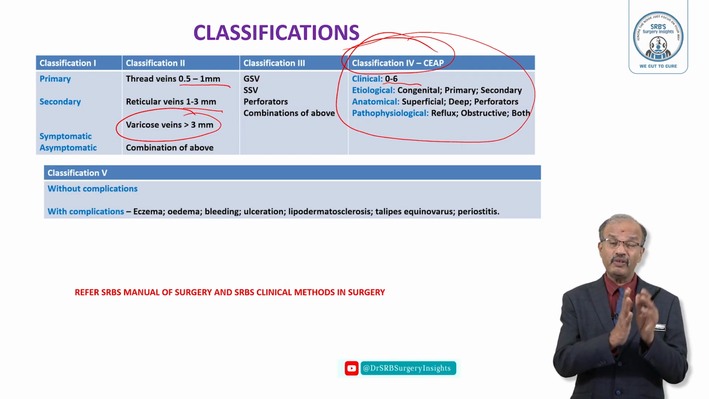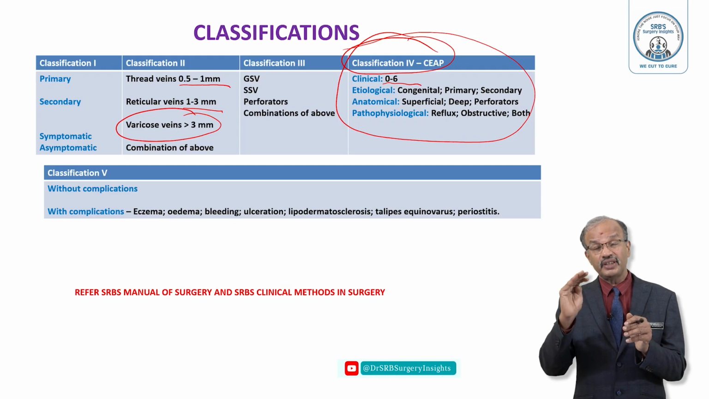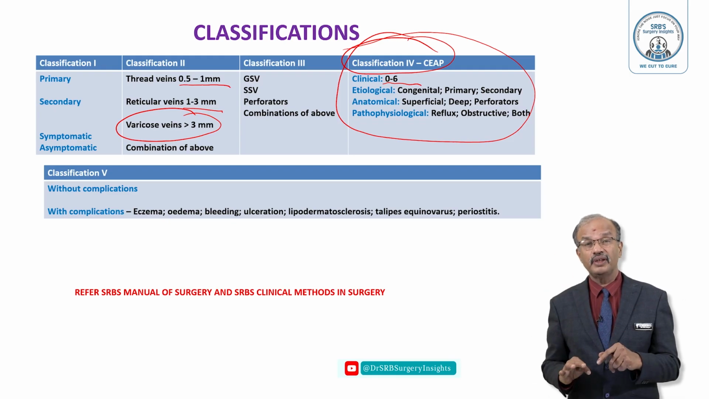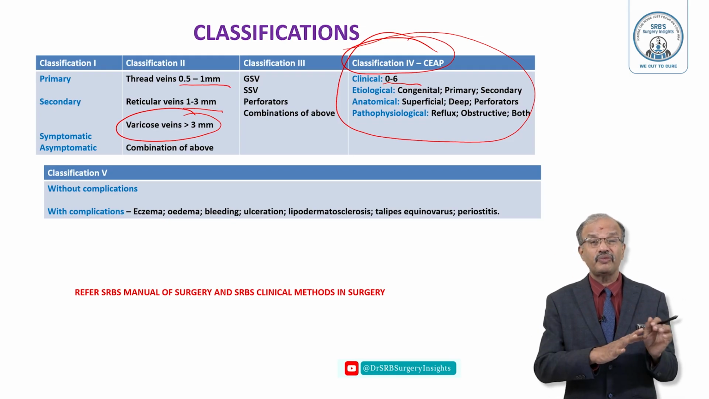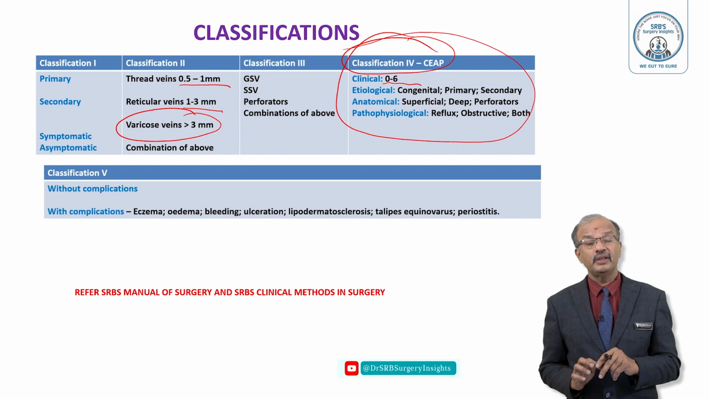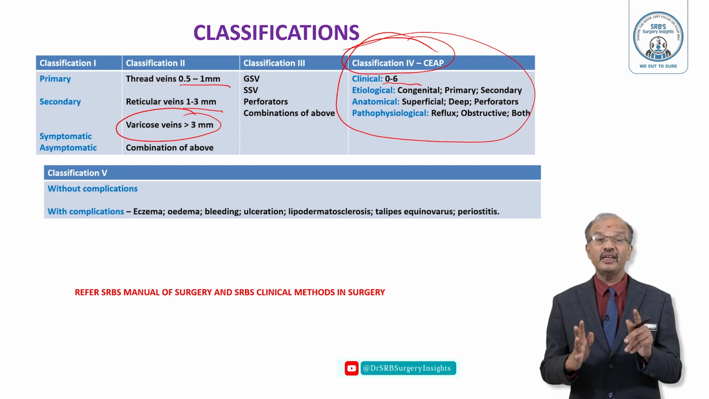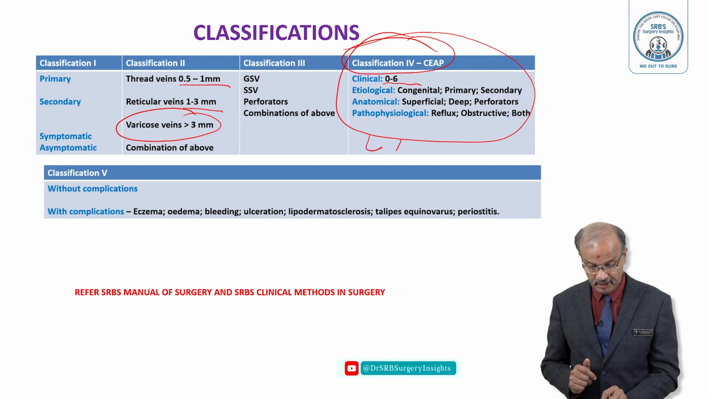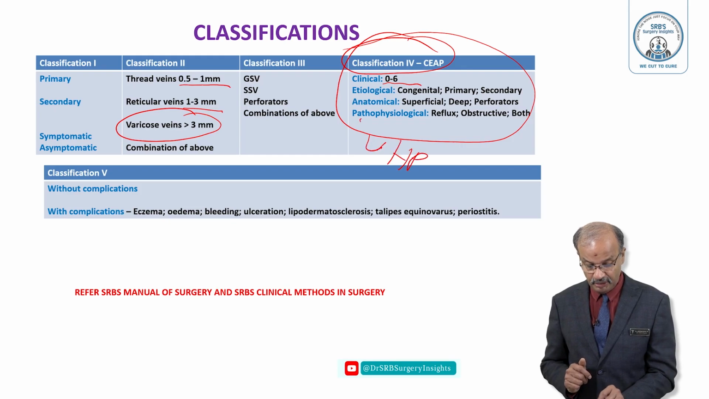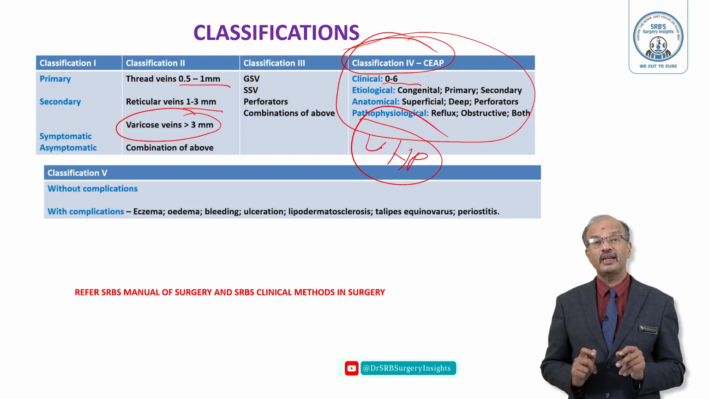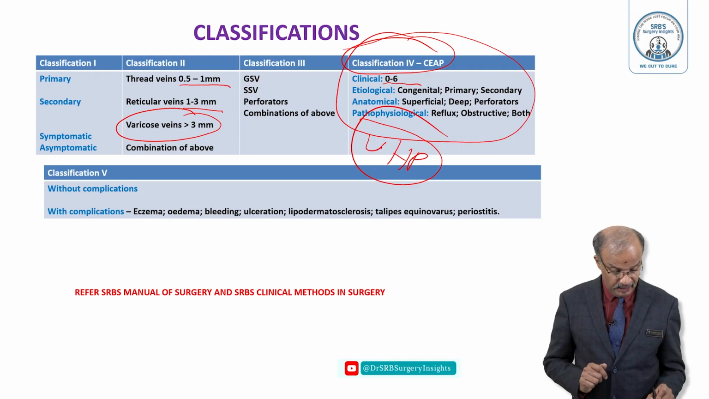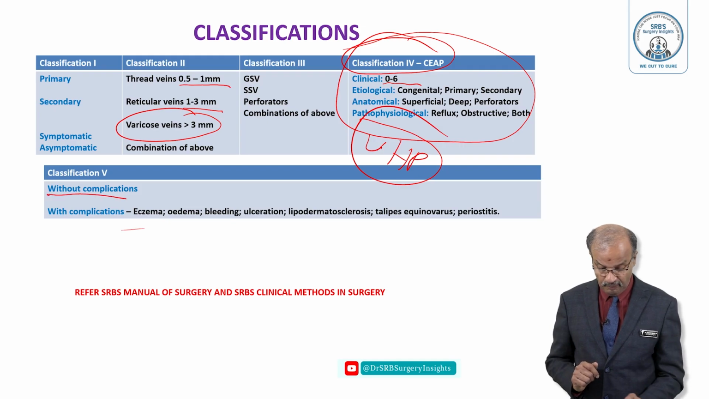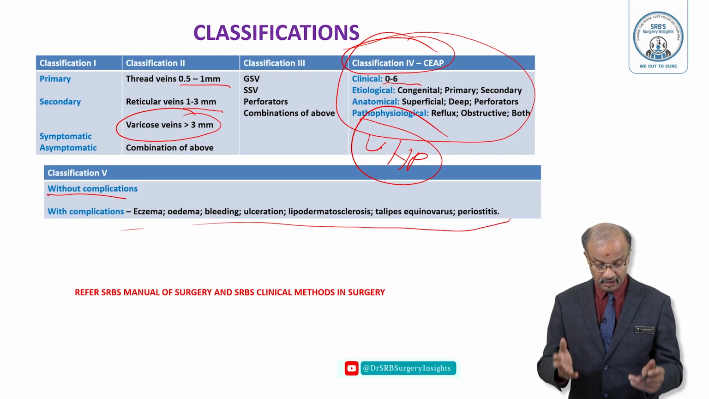You should remember it. In a given patient, you should be able to write the CEAP classification and map this one. Usually it is clinical mapping, and of course after Doppler scanning also you have to map. It is venous mapping, called venous hemodynamic mapping. That is the terminology used currently, and you should be able to map it. With or without complications, I'm not going to discuss, you know all these things.